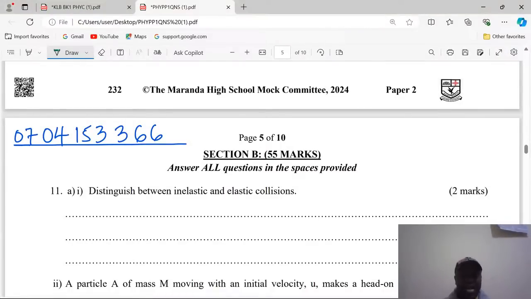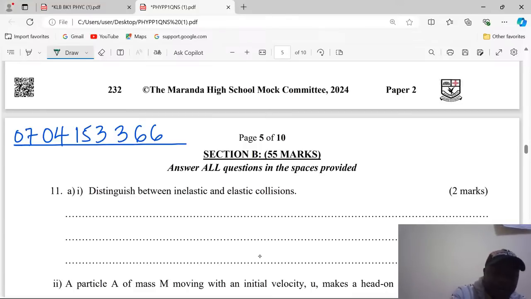Distinguish between inelastic and elastic collisions. This one I must write down now. When we are talking about inelastic collision, this is whereby bodies stick together, then they move. After collision, bodies move together. So when they move together, it is only linear momentum which is conserved, but kinetic energy is not.